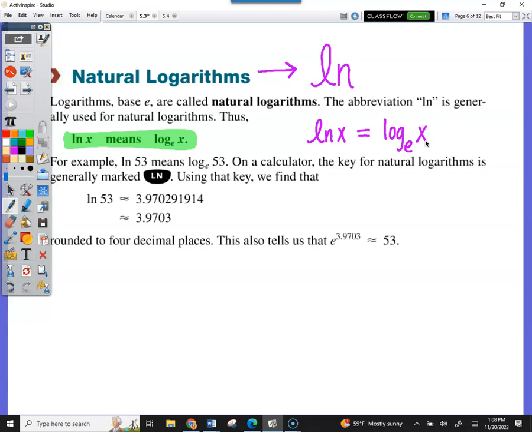If you look at your calculator, you have an ln button. For practice, if I said evaluate ln of 53, you would just push the ln button, type 53, and it will produce the decimal.